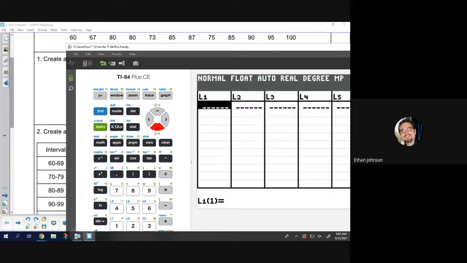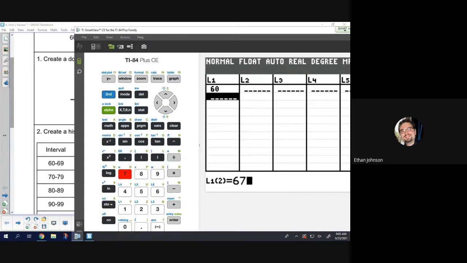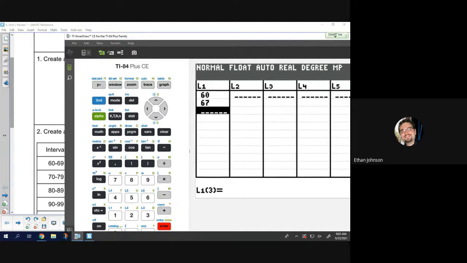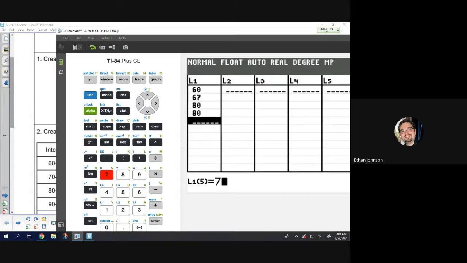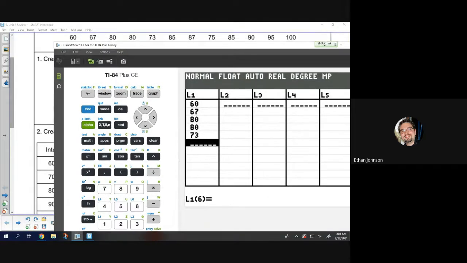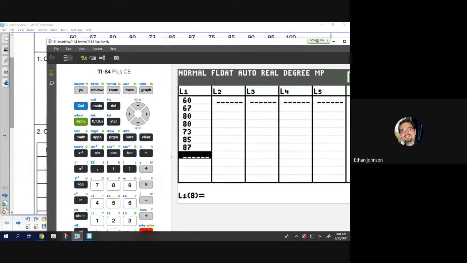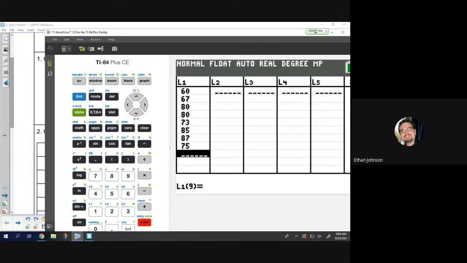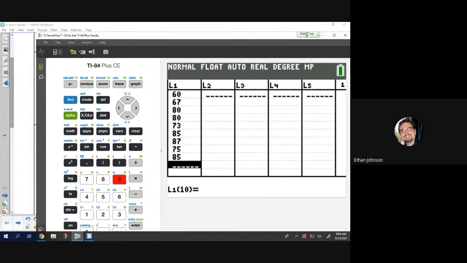So we have 60, enter, 67, enter, 80, enter, another 80, enter, 73, enter, 85, enter, 87, enter, 75, enter, 85, enter, 90, enter, 95, enter, 100, enter.